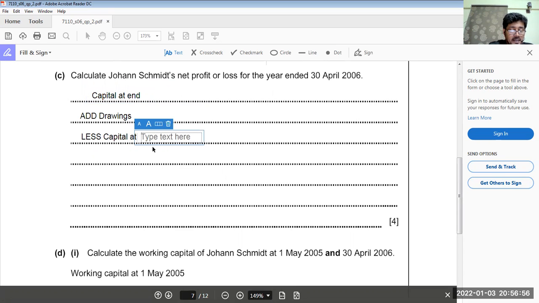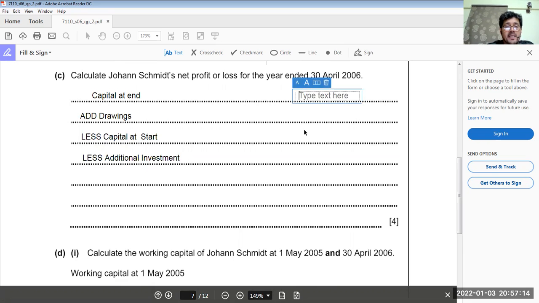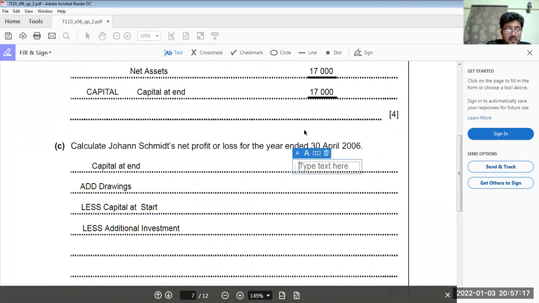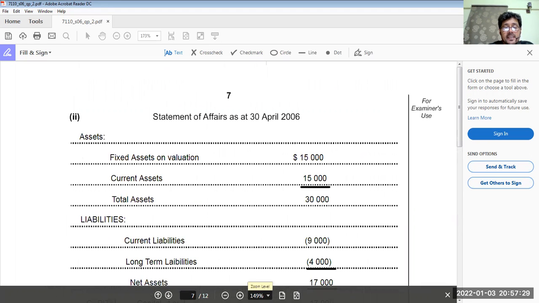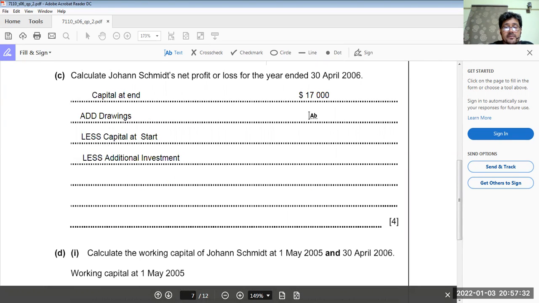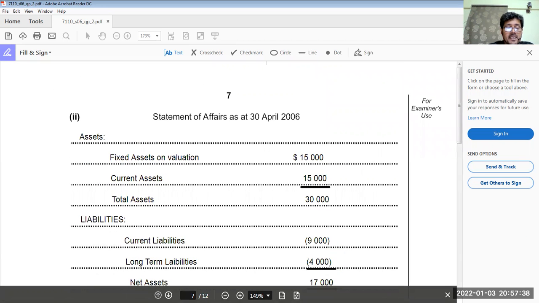Here we write capital at start. Okay, less additional investment. Now, capital at end, we have calculated $17,000. Okay, we have to add drawings. So we have to see the question, what is the amount of drawings? 8,000 drawings during the year. So we have to add 8,000 for drawings.